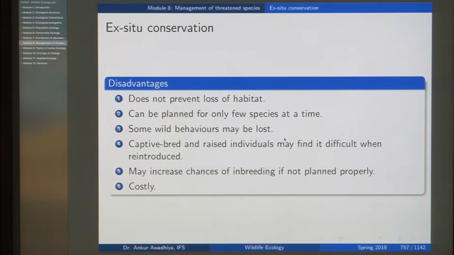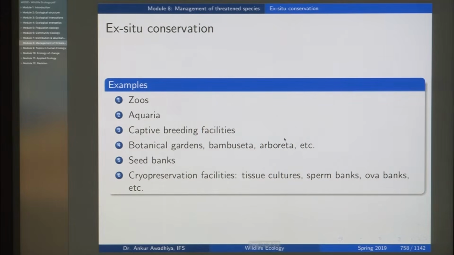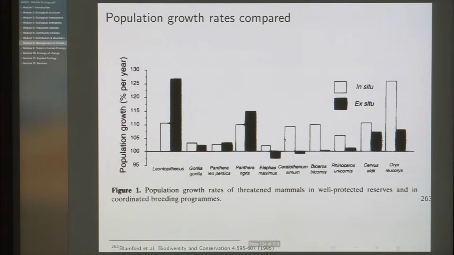But then it does not prevent the loss of habitat. It can be planned only for a few species at a time. Some wild behaviors may get lost, captive bred and raised individuals may find it difficult when reintroduced. It may increase the chances of inbreeding if it is not planned properly, and it is extremely costly. We looked at the examples, zoo, aquaria, and so on.